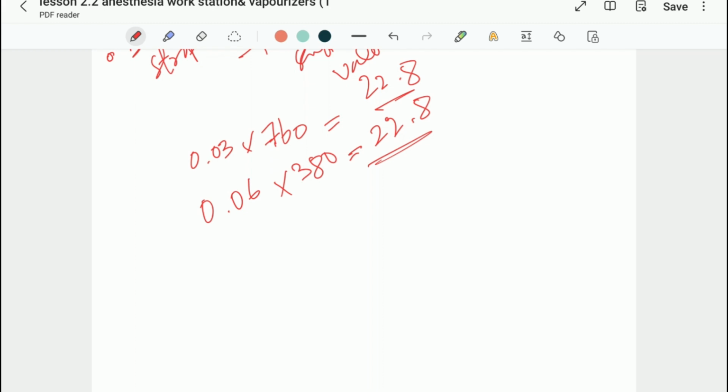Then there is another question which comes: what is the effect of very high or very low fresh gas flow on vaporizer output? Although modern plenum vaporizers are very accurate and predictable over a range of flow of about 250 milliliters per minute to 15 liters per minute, at extreme low flow rates and extreme high flow rates, they are not that accurate.